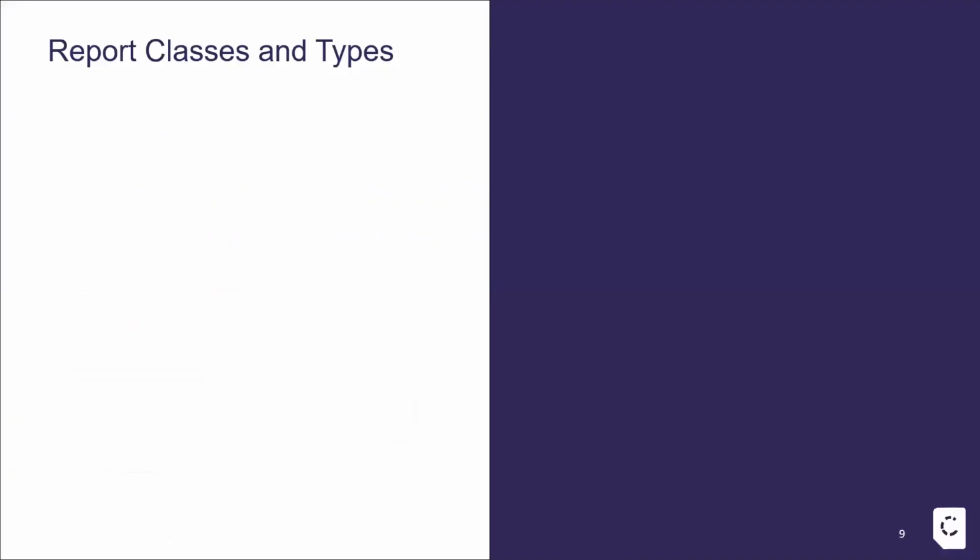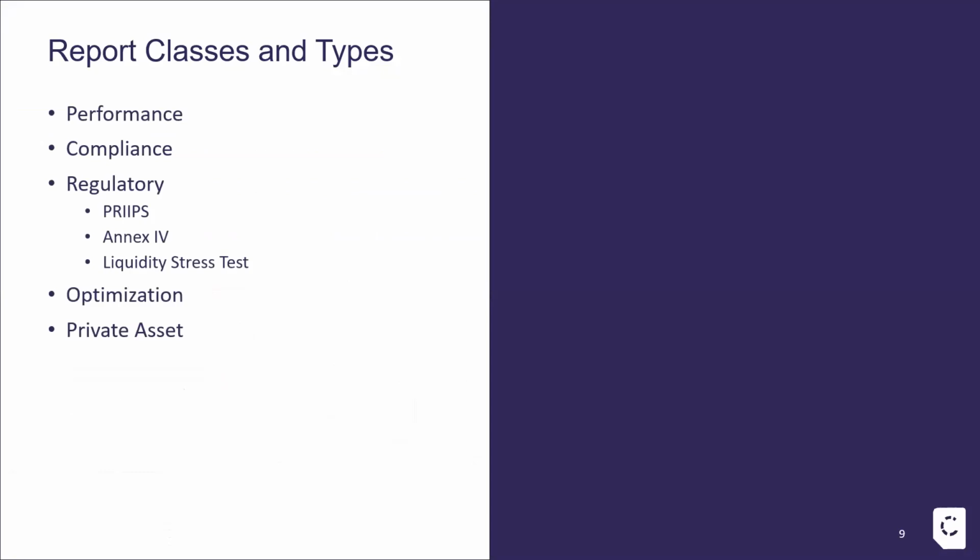As I said, once the calculations are done, the code automatically produces reports. We have different report classes: performance, compliance, regulatory, optimization, and private asset. At the moment, for regulatory reports, we support PRIPS, Annex 4, and liquidity stress tests. So how does it work?